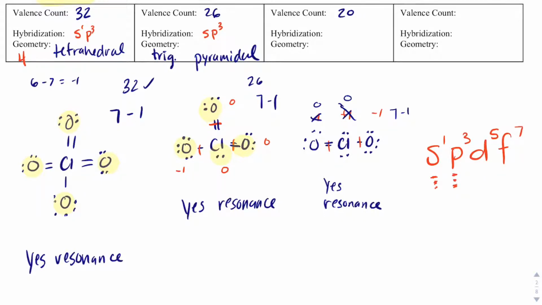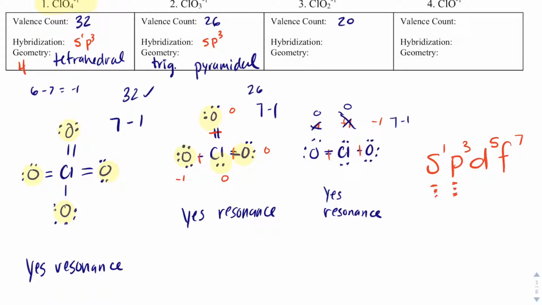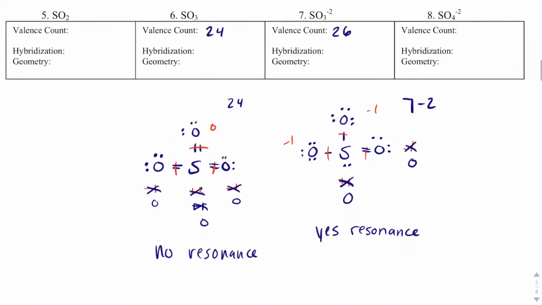Okay, and then on here, my steric number is still 1, 2, 3, 4, so it's still sp3, but this is going to be a bent structure. So you need to know your molecular geometries.